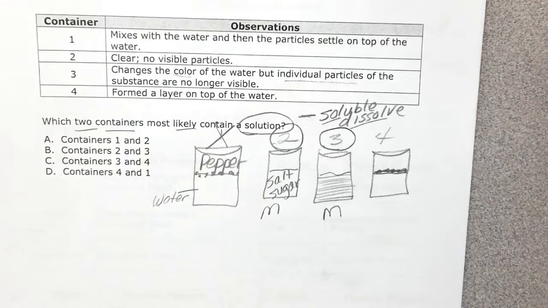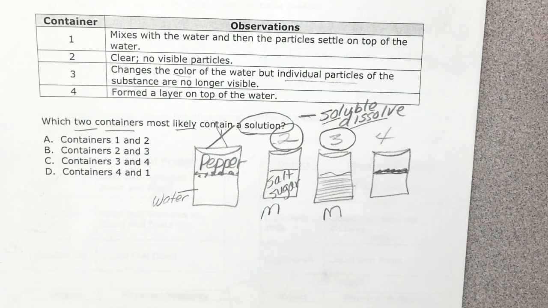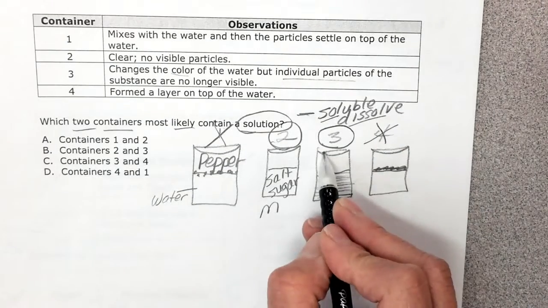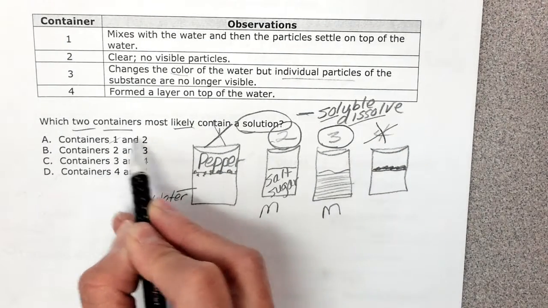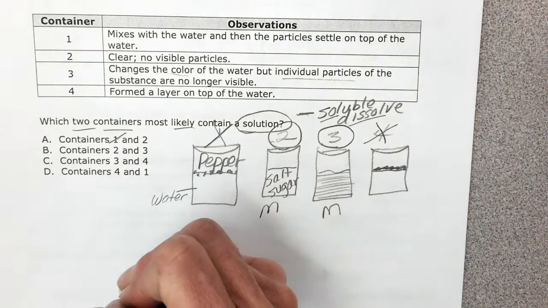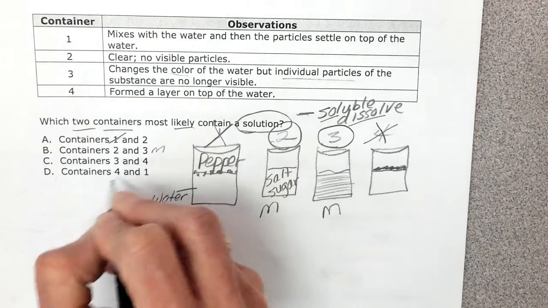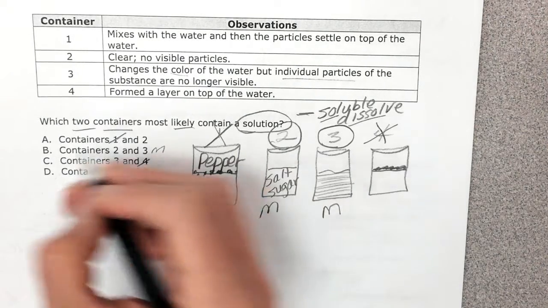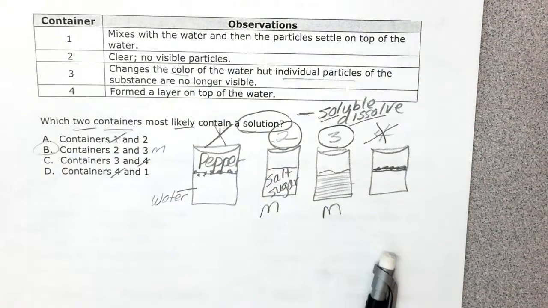What do you think, Julian, is that a solution? Is 4 a solution if it formed a layer on top of the water? Nope, that's not one. So we're going to take that out. So it would be 2 and 3. A has 1 and 2, so we know that's not correct. B has 2 and 3. C has 3. D is incorrect, and that's incorrect. So our answer would be B. Excellent.